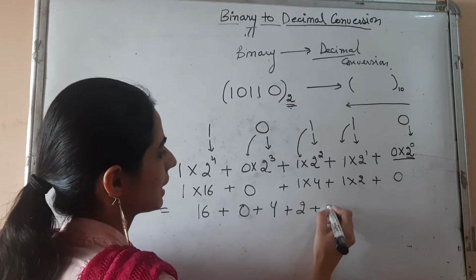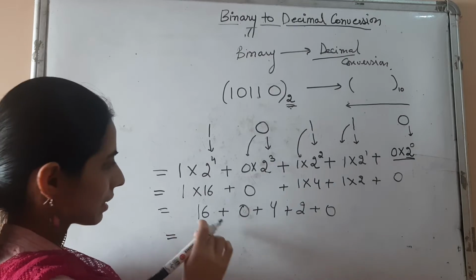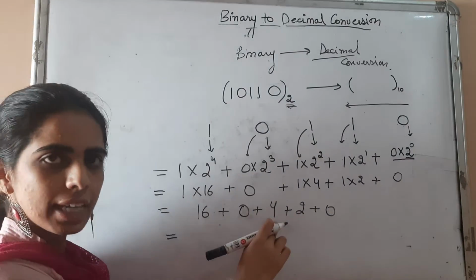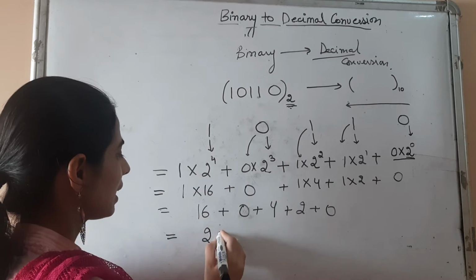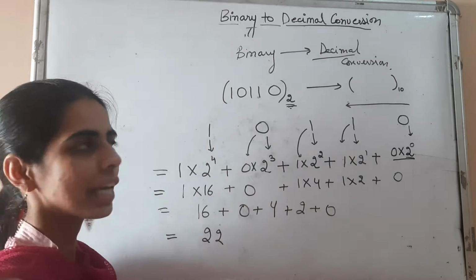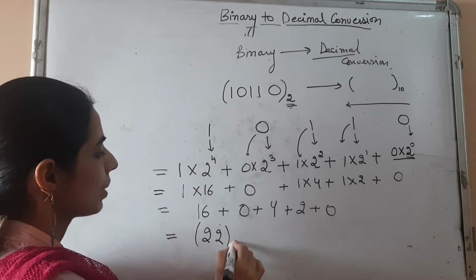Plus we have a 0. So let's add it quickly. 16 plus 4, yes, 16 plus 4 is 20. 20 plus 2, we get 22. Is it okay? So we get our answer as 22.